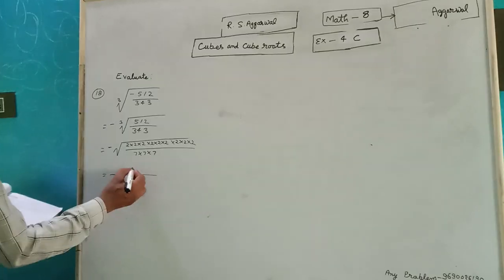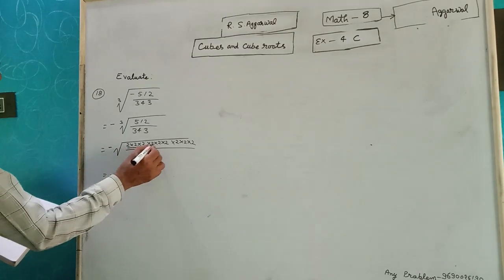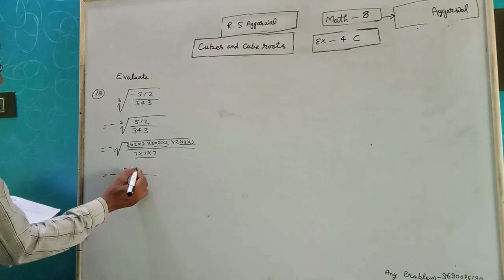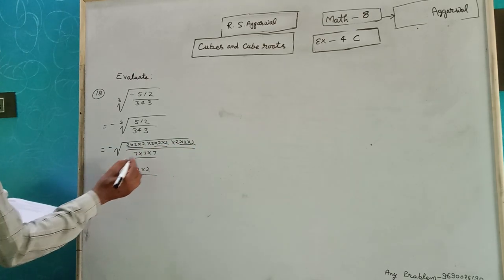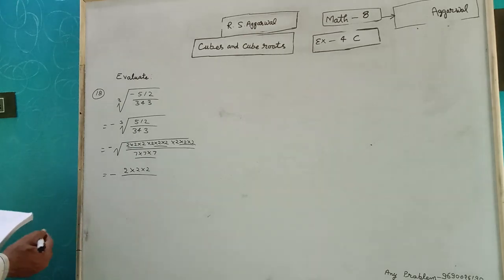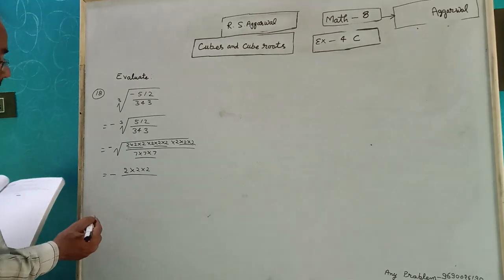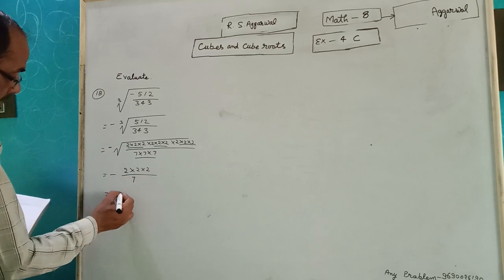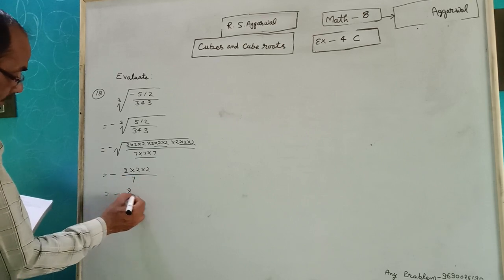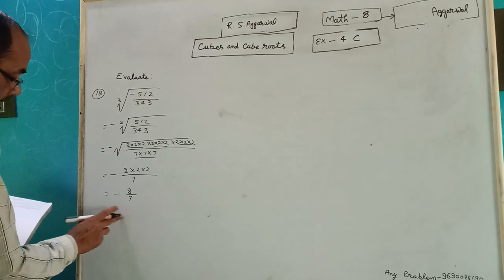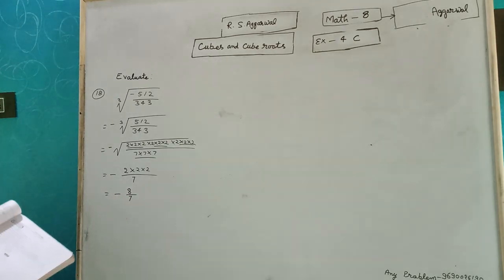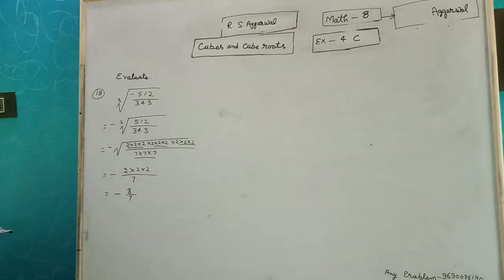Minus, make the pair. Will be 2 into 2 into 2. After find out the one pair from 1 upon 7, minus 2 to the 4 to the 8 upon 7 is cube root of. Thank you.